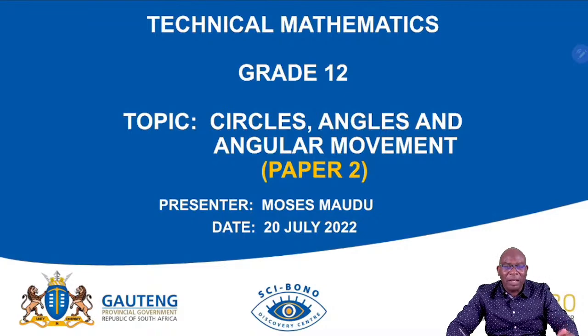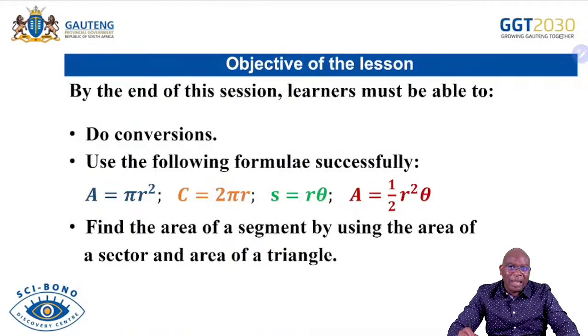Now, when looking at the papers that the learners wrote last year and in previous years, we realized that most of the learners are struggling with conversions, how to convert. We're going to look at that part of conversions because the diagnostic report talked about learners being unable to do correct conversions. So today we need to understand how to do those conversions.